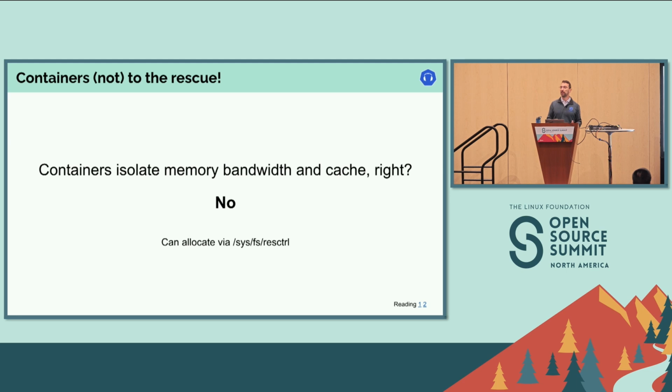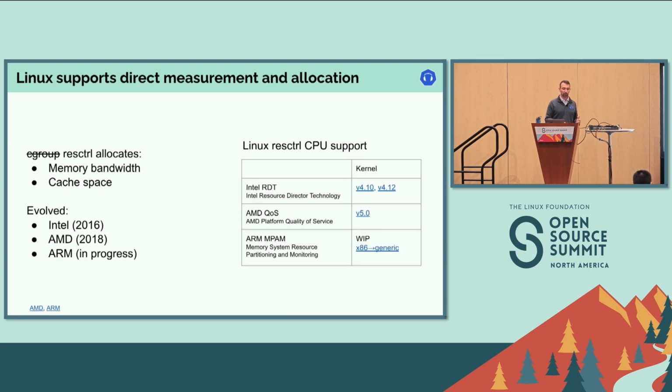Luckily, there is support in a kernel subsystem called the resource control subsystem. The resource control subsystem was contributed to the kernel in 2016 and made it into the 4.10 kernel. So we've had support for this hardware for a while. And AMD in 2018 contributed support for AMD processors, which use a very similar mechanism. And ARM also has support for a similar subsystem that is able to measure and control memory bandwidth and caches.